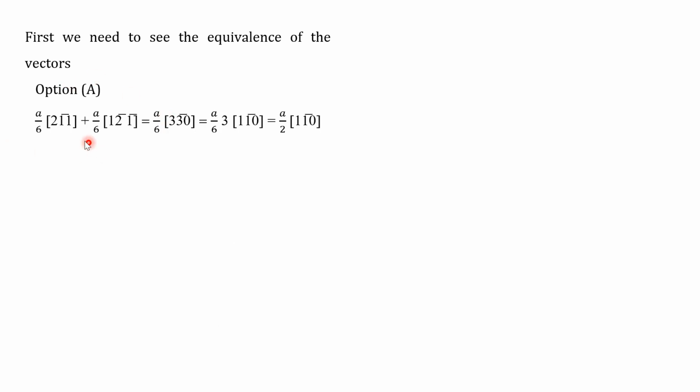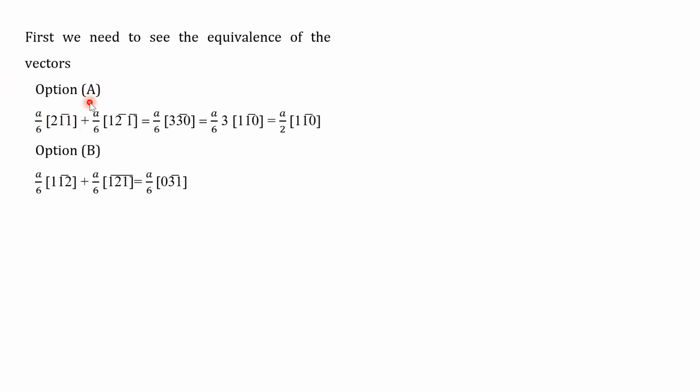First, we need to see the equivalence of vectors. So, option A. For example, we are taking a by 6, a by 6, and we are summing up these two. How will it come? 2 plus 1 becomes 3. Again, 1 bar plus 2 bar becomes 3 bar. 1 bar plus 1 becomes 0. Right. Therefore, when we take this 3 common, we can cancel it out, and we can write a by 2, 1, 1 bar 0. This is correct. This is what we actually had in our question. Therefore, initially we can say that the answer to this particular question is option A.